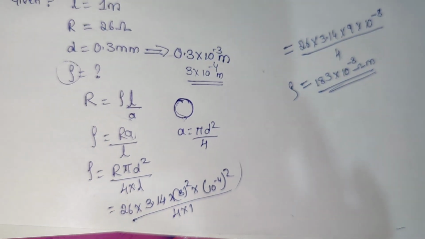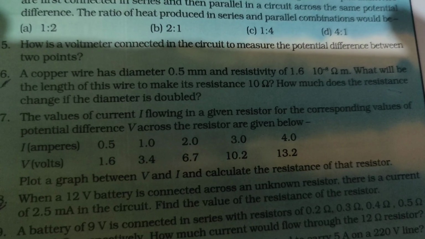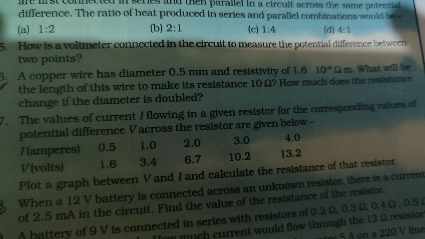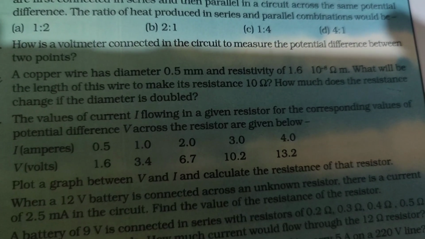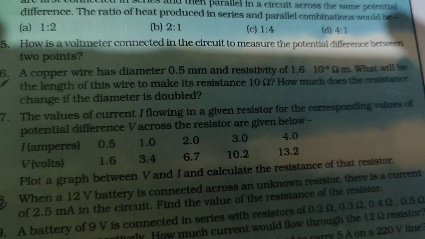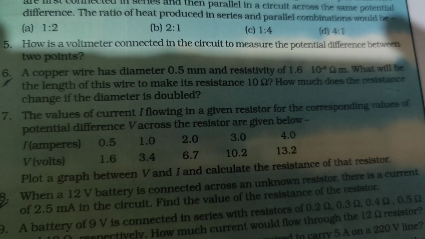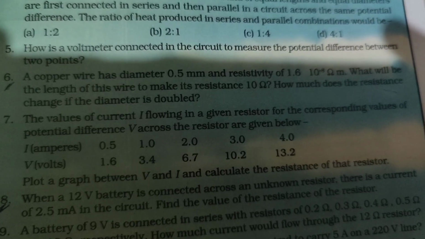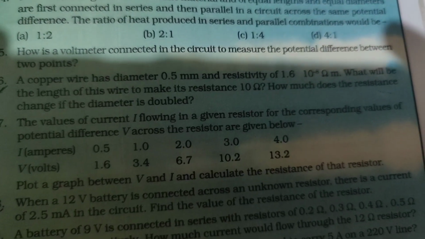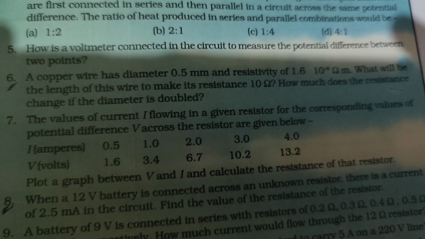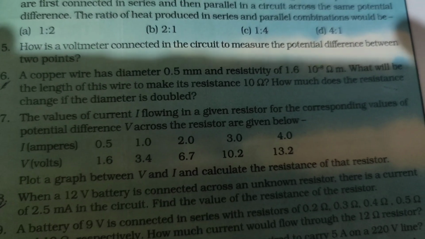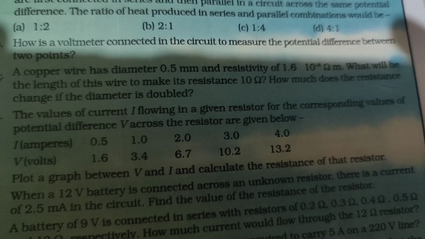Got to know, children? A copper wire has diameter 0.5 millimeter and resistivity of 1.6 into 10 to the power of minus 8 ohm meter. What will be the length of this wire to make its resistance 10 ohm? How much does the resistance change if the diameter is doubled? Okay, so let us calculate this.